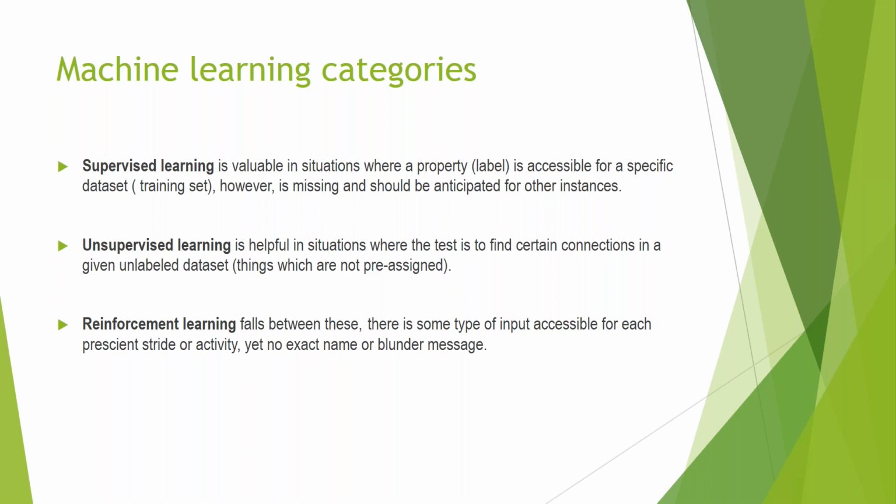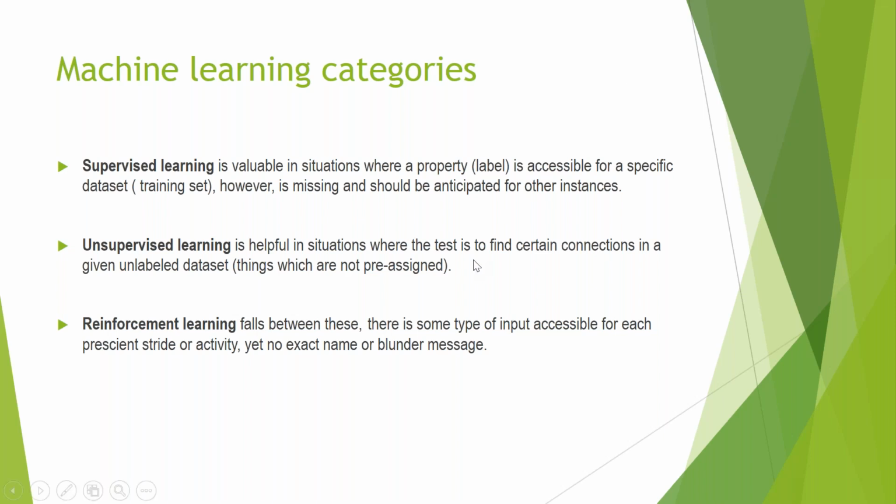The third one is reinforcement learning. How it works is the machine is trained to make specific decisions. It works this way: the machine is exposed to an environment where it trains itself continually using trial and error. The machine learns from past experience and tries to capture the best possible knowledge to make accurate business decisions. An example of this is the Markov decision process.